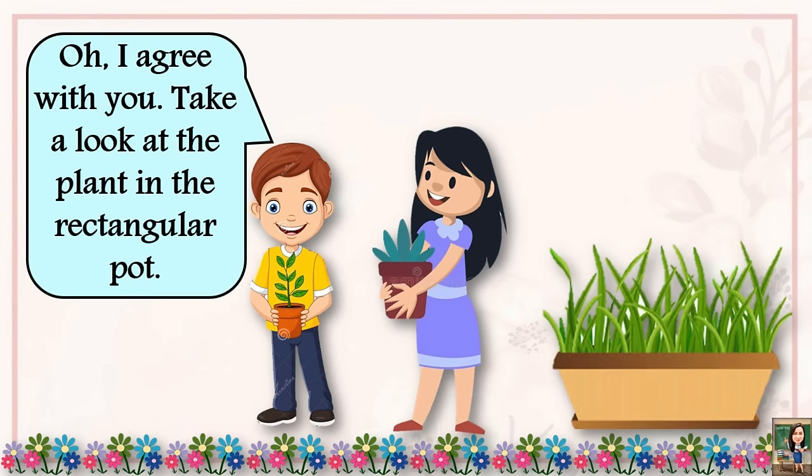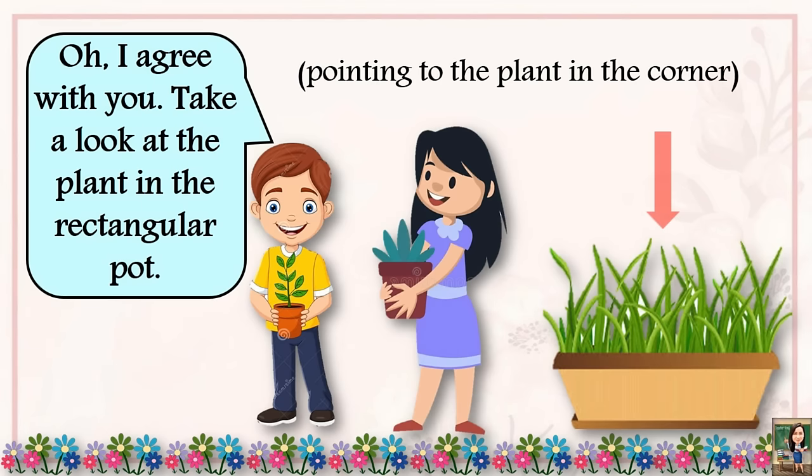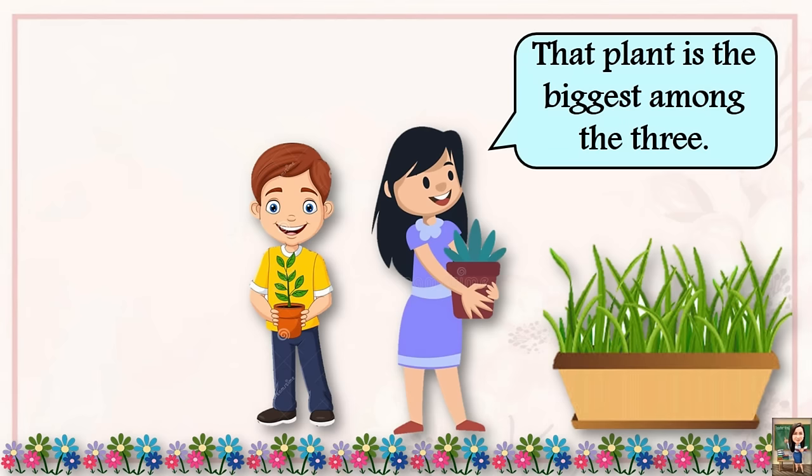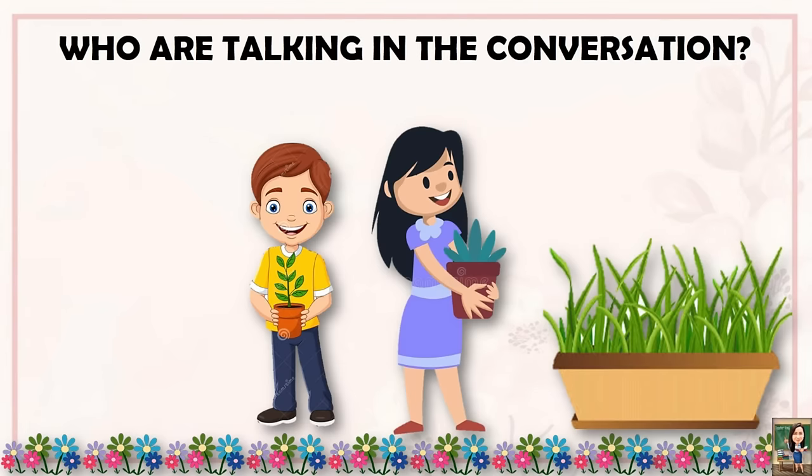Take a look at the plant in the rectangular pot. Pointing to the plant in the corner. That plant is the biggest among the 3. Now, here are the questions. First question, who are talking in the conversation? Correct! They are Billy and Jenny.